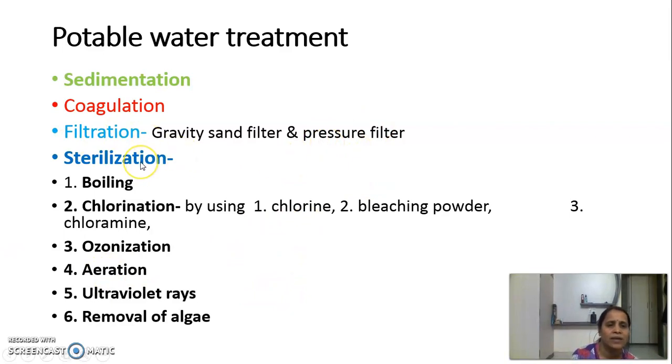Finally, the important technique in potable water treatment is sterilization. Sterilization means make water germ free or sterile. There are a number of sterilization techniques. The first one is boiling. Boiling gives us 100% germ free water, but cannot be performed by municipality. We need to perform it at our home. We can perform boiling on a small scale, or this is the domestic technique.